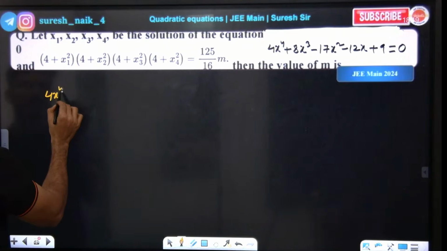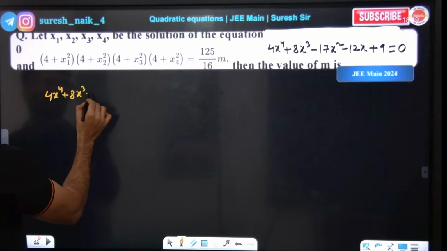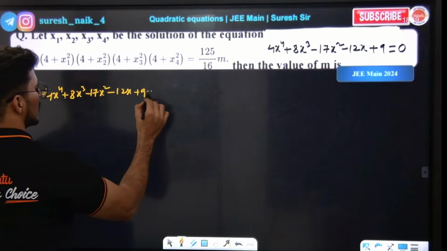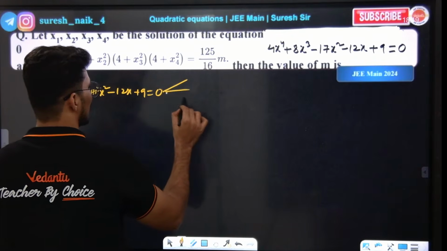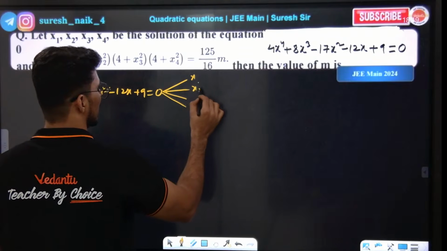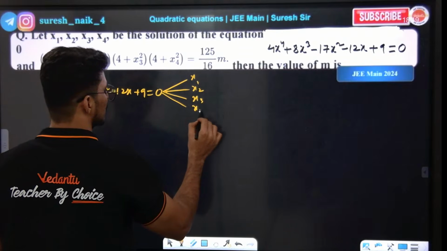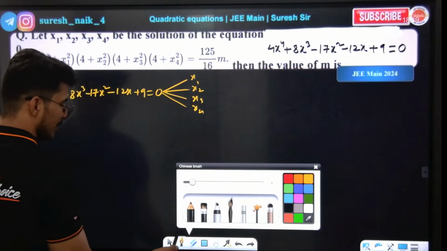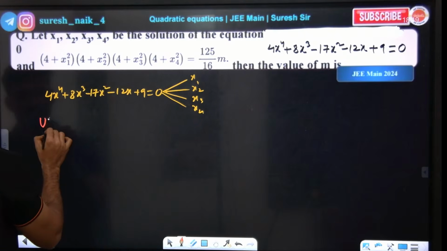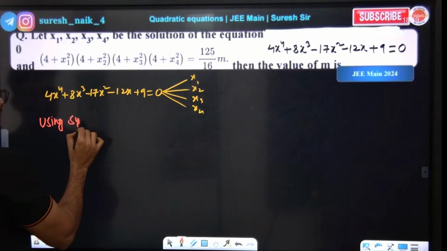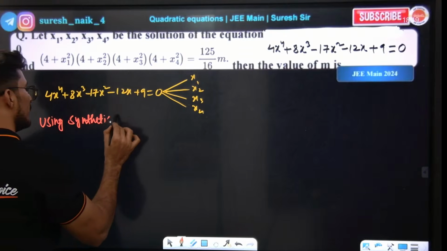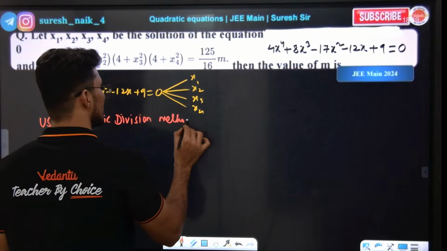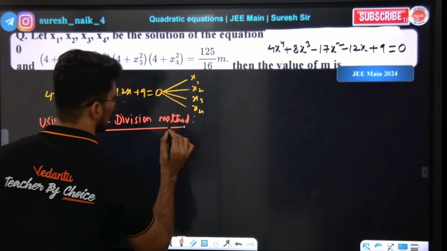Okay, 4x to the power of 4, 8x cube minus 17x square minus 12x plus 9 is equal to 0. Guys, 4 roots I will find out. There are 4 roots, x1, x2, x3, x4. இப்போ நான் என்ன பண்ணணும் பாரு, by using rational root theorem, using synthetic division method, you need to find out 4 roots.